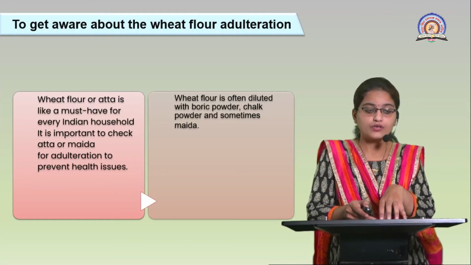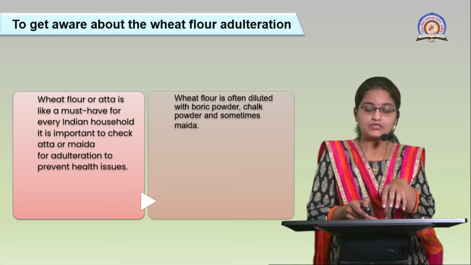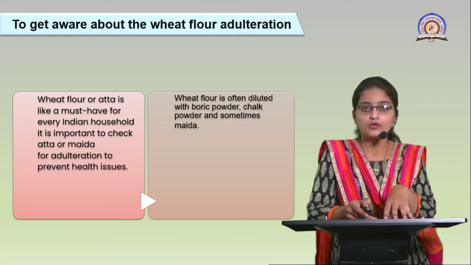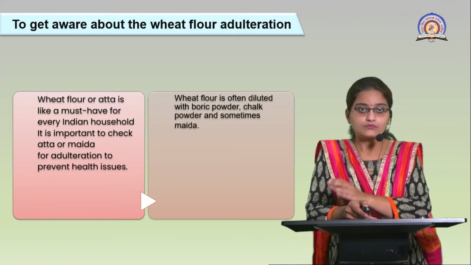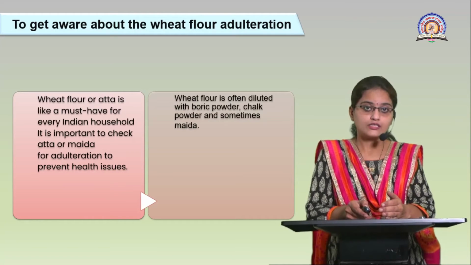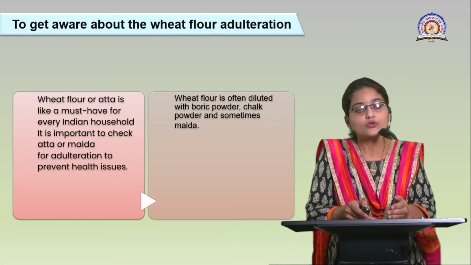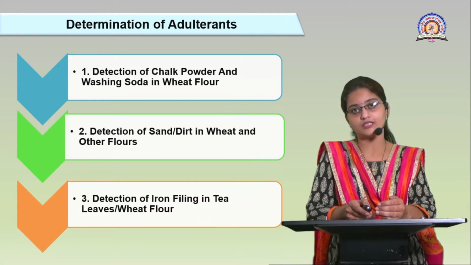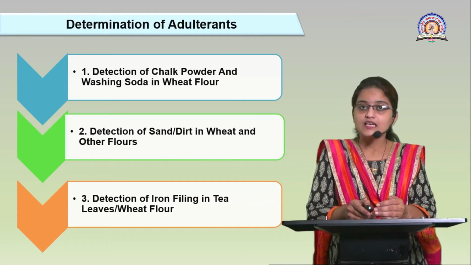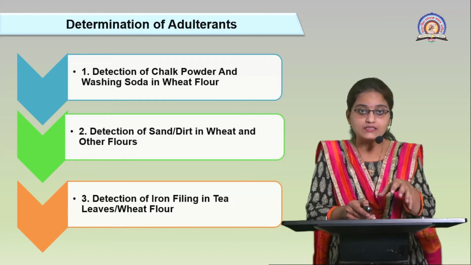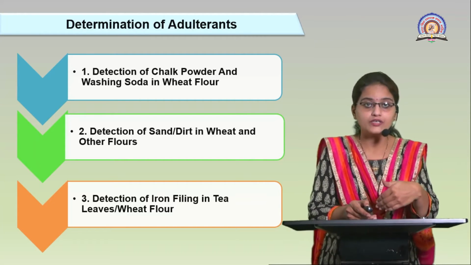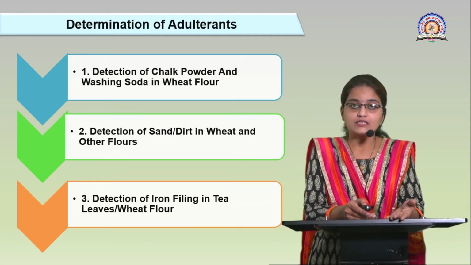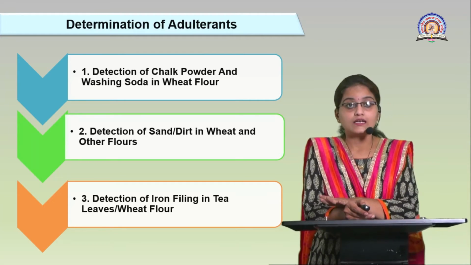It is very important to check atta or maida for adulteration to prevent health issues, because all these adulterants involved in wheat flour adulteration are prone to be carcinogenic. So let's move towards the determination of adulteration. Now students, these types of determinations are very easy. We can perform them in our laboratory, and some determination techniques we can also perform at home.